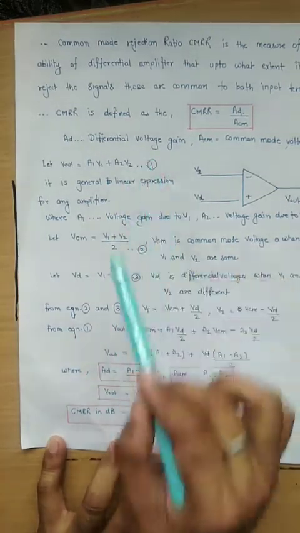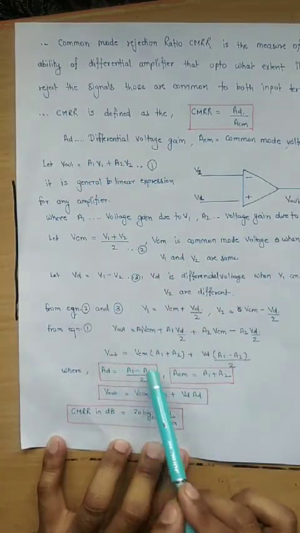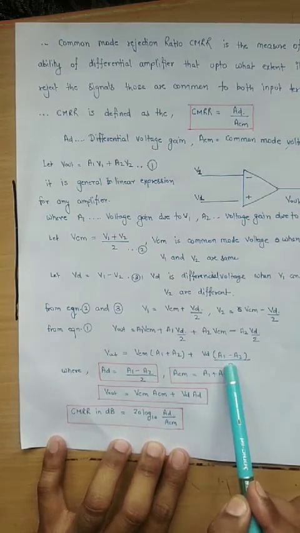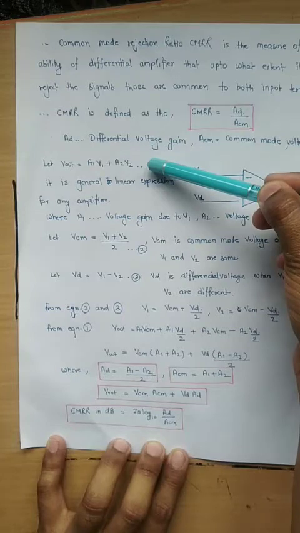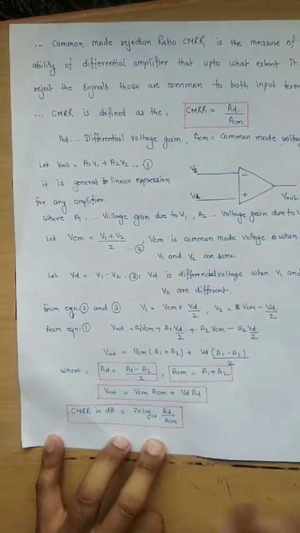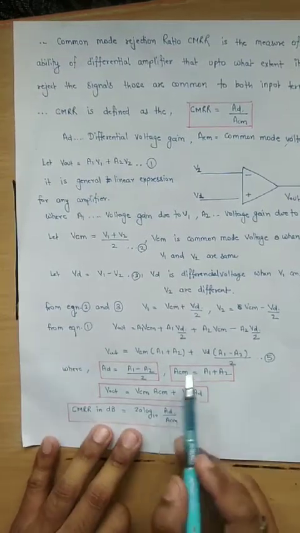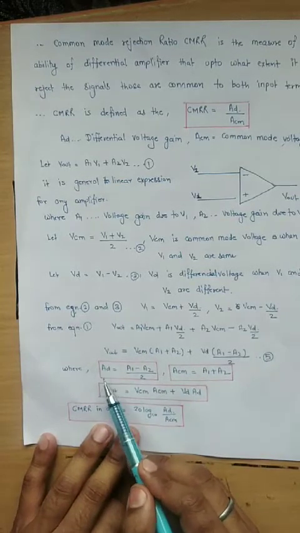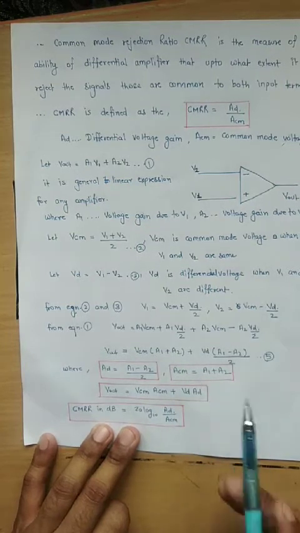From equation 1, if I put the value of V1 and V2 in equation 1, I can find out V out is equal to VCM (A1 plus A2) plus VD (A1 minus A2) divided by 2. So if I compare equation 1 and this particular equation, let us give it a name, equation 5. So I can find out that the coefficient of the difference V1 minus V2 is AD, differential gain, and A1 plus A2 is ACM, common mode voltage gain.